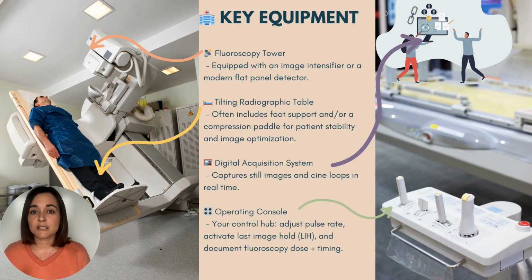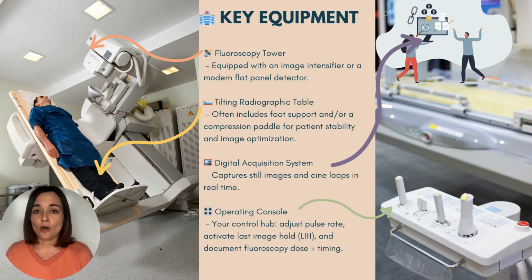This includes a tilting radiographic table, often with foot support or a compression paddle, a fluoroscopy tower equipped with either an image intensifier or a flat panel detector, a digital acquisition system for stills and cine loops, and of course, the operating console, the control center, where you select the fluoroscopy pulse rate, activate last image hold, and document dose.